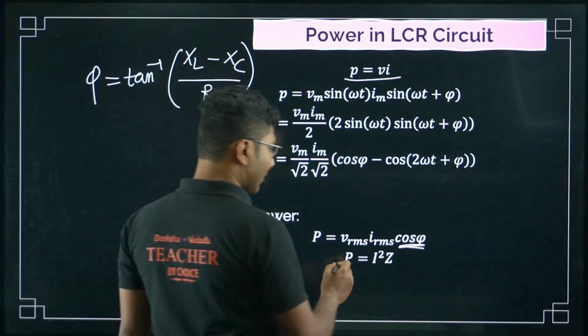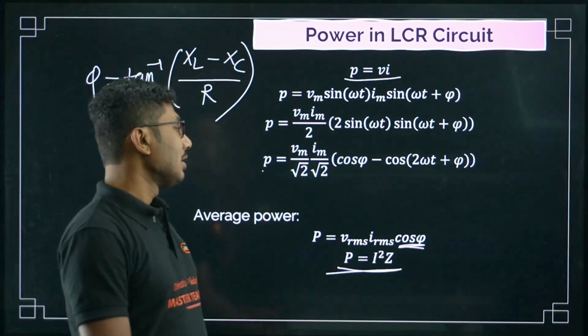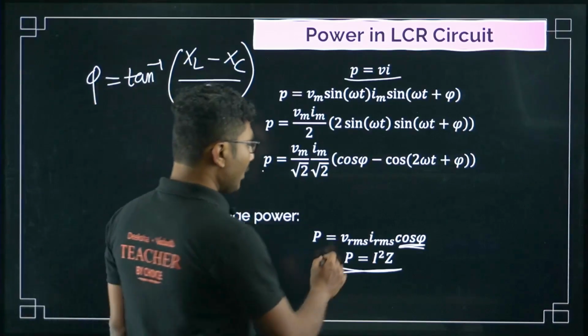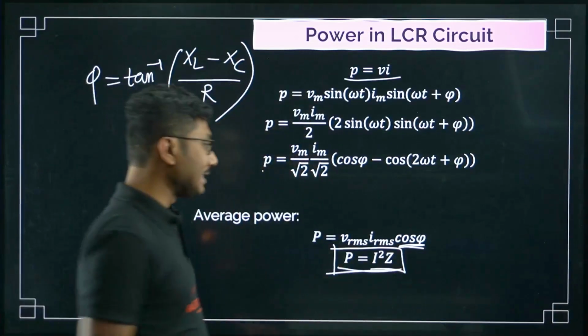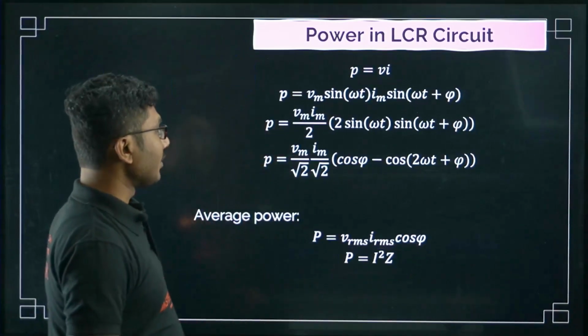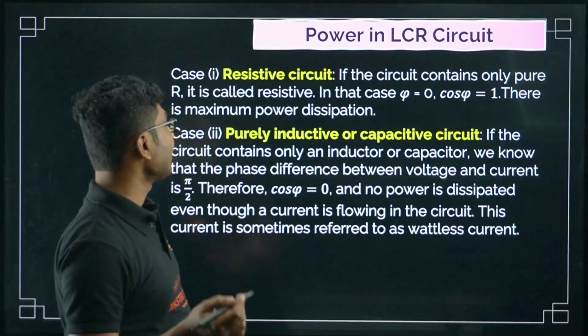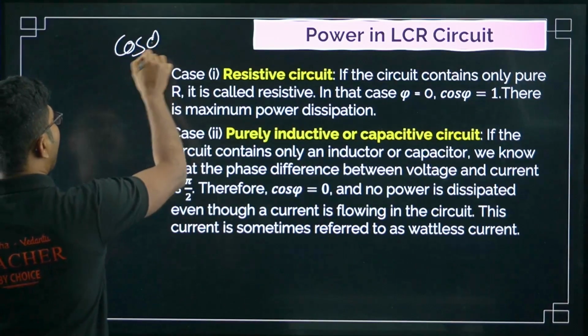This can also be calculated using the value I squared Z. Same formula. If you know the RMS value and the impedance, you can calculate power using I squared Z as well. Remember, this cos phi is called the power factor.